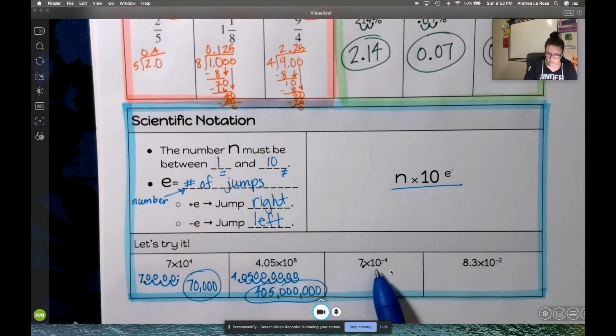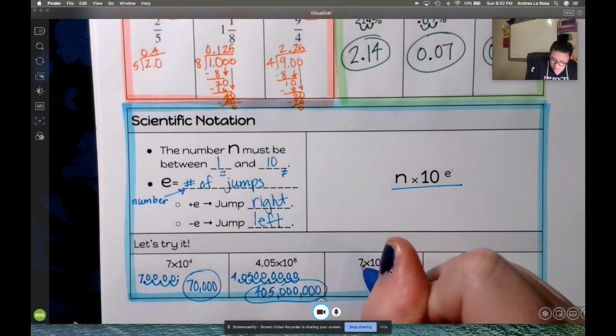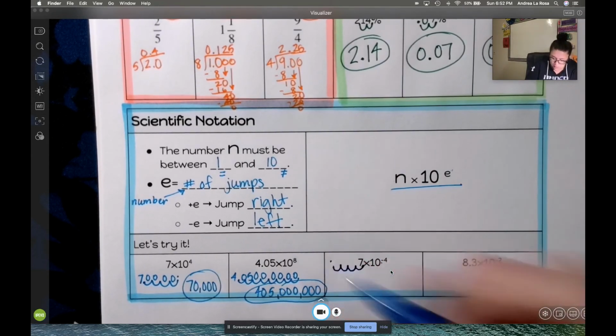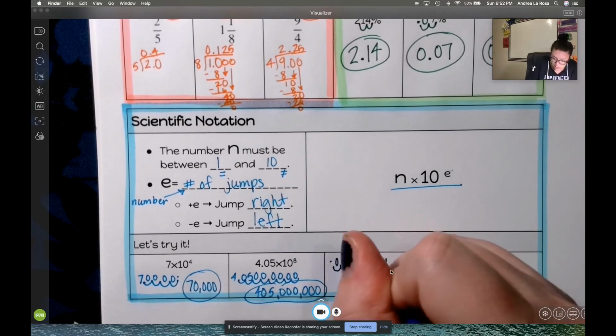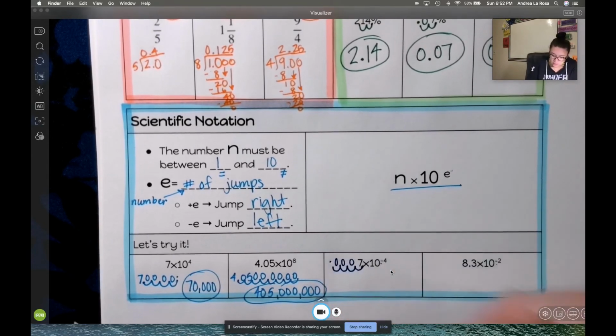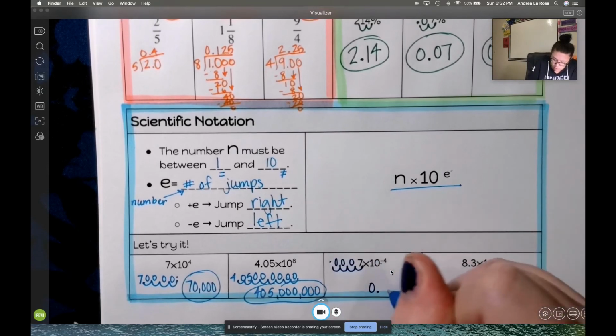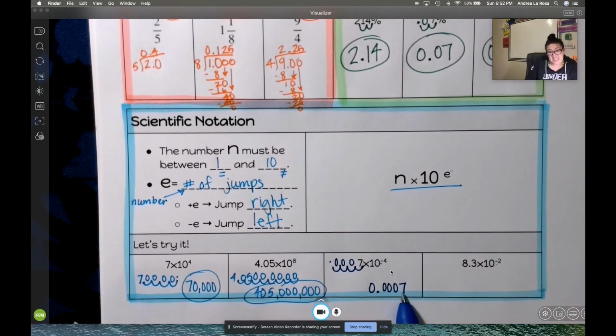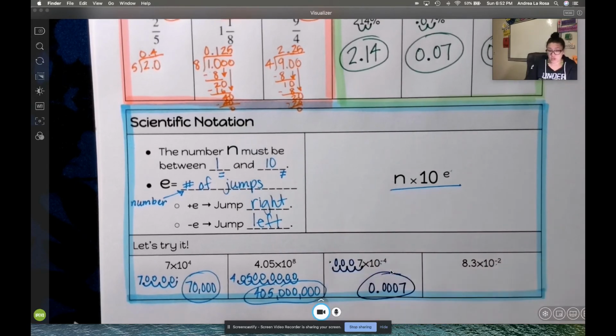So I'm going to move it 4 times to the left. So I go 1, 2, 3, 4. I've got my decimal. I fill in with zeros. I get 0.00007. So I get 7/10,000ths for that one.